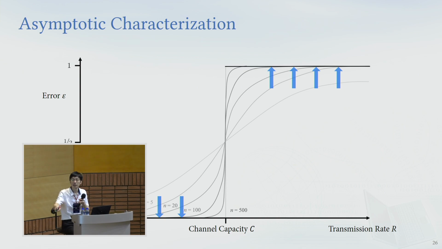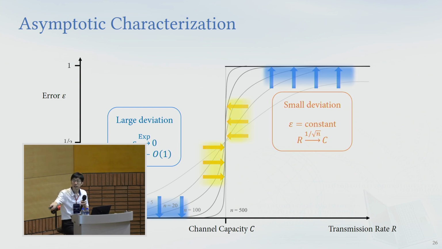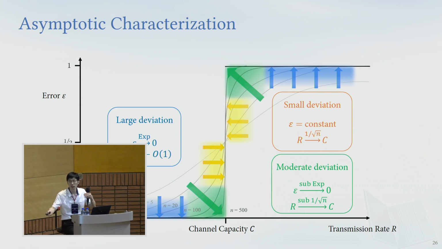If you fix the rate here, then the result shows that we can get some exponential decay, we call it the large deviation regime, like this. Then the curve will converge to the channel capacity at a speed of 1 over square root n. And for these two corners, we get both the convergence of rate to capacity and the error to vanish. It's called a moderate deviation regime. And on the left side we call it the achievable regime.